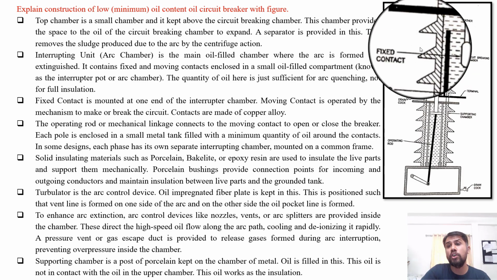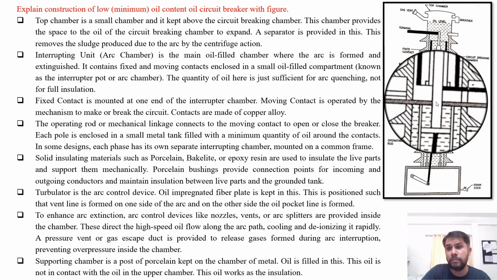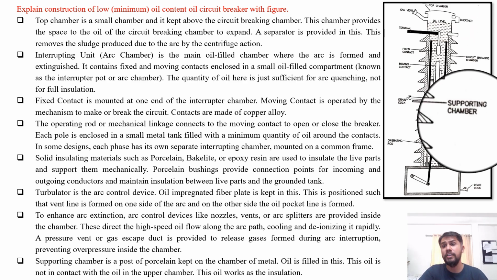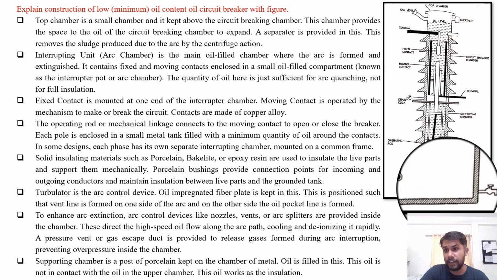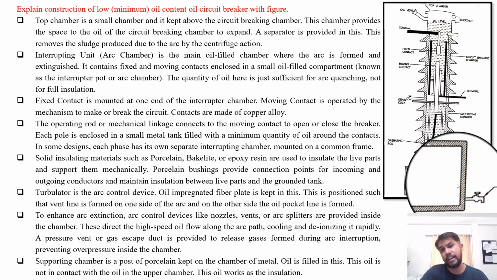This is the drain cock to drain out the oil from the circuit interrupting chamber. This is the separator, or say the plate of the bifurcation from the supporting chamber to the circuit interrupting chamber, and this is the drain cock from where the supporting chamber oil can be drained out.